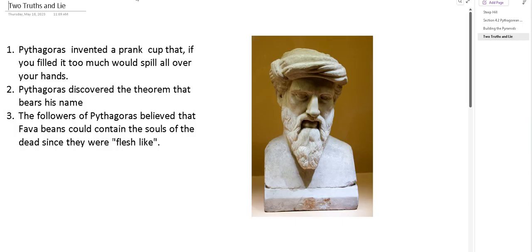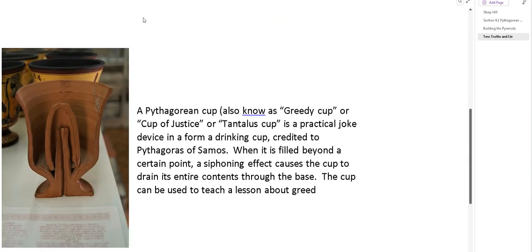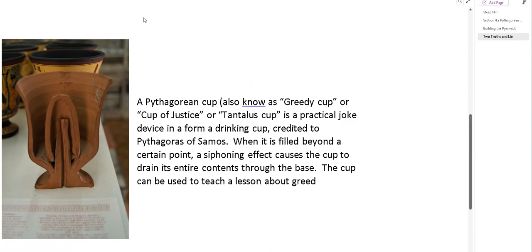And the lie is that he discovered the Pythagorean theorem. I don't think that happened. But he did have a prank cup, which was kind of funny. And this cutaway shows how it works. There's a little hollow spot inside here, and if you filled up your cup too much, if you're being a little bit greedy at the party, you put too much wine in there, it would create an auto siphon that would actually drain the contents of the whole cup on your hand. So, kind of funny. Who knew that he was a prankster way back when?